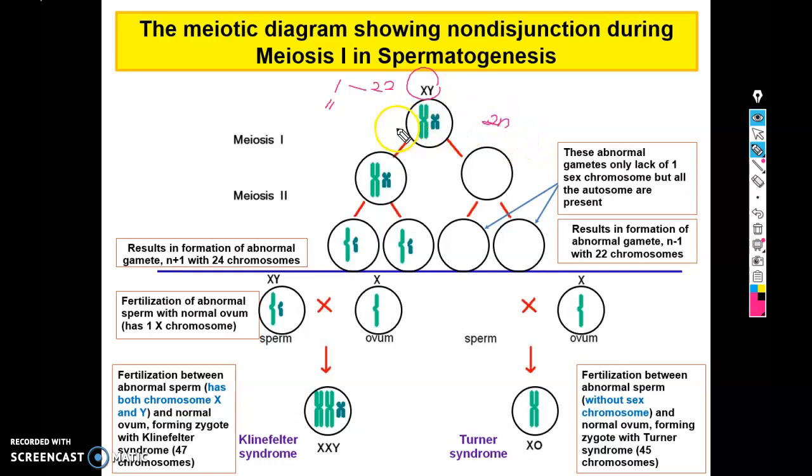During meiosis 1, this XY chromosome fails to separate, meaning it undergoes the process of non-disjunction. If there is no non-disjunction, the XY will separate and meiosis occurs normally. This one has the problem. I will show the way how.